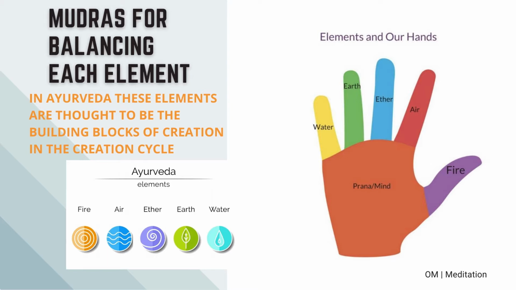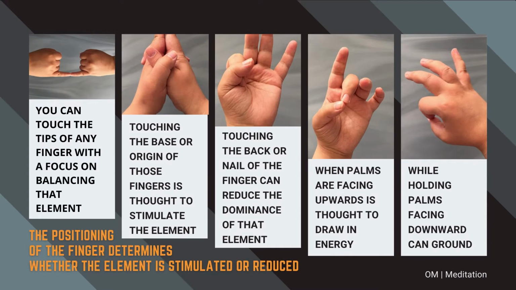And each element has qualities that our body exhibits on a physical level, as well as mentally and emotionally. Each element has a finger that corresponds with it. And the positioning of the finger determines whether the element is stimulated or reduced. Touching the tips of the fingers encourage balancing of the elements involved.